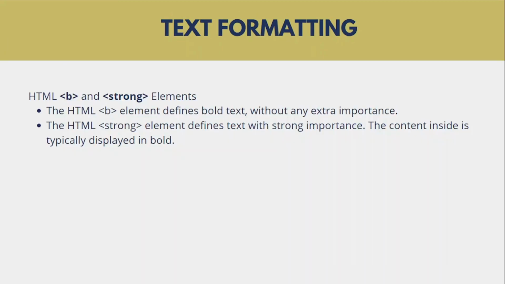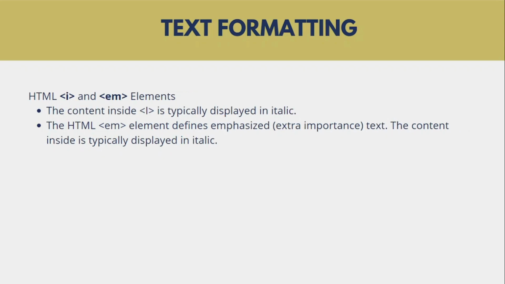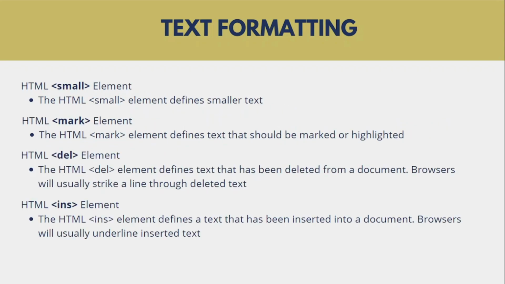First, let's understand what is the difference between B tag and strong tag or elements. The B tag element defines the bold text without any extra importance, but the strong element defines the text with strong importance or higher importance. The I and EM tags are similar. The I only displays the italic text and EM defines the extra importance with italic text.